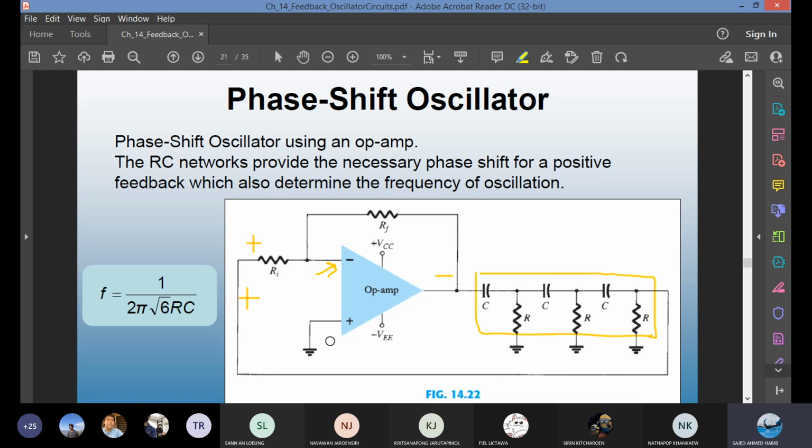What is the frequency of the oscillation? Same formula, 1 over 2 pi square root of 6 times RC. C obviously is the value of capacitor in the phase shift network. Never try to take R value from the input resistor or the feedback resistor RF. The value of the resistor and capacitor in this formula must come from the members of the feedback network, the phase shift network. This is the phase shift network. RC comes from here. Any questions? No. Okay, and this circuit shows you give the two levels of DC. One is plus, one is minus.